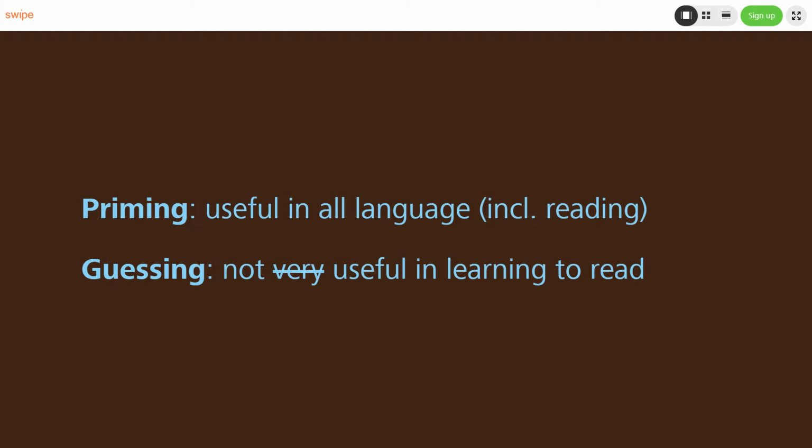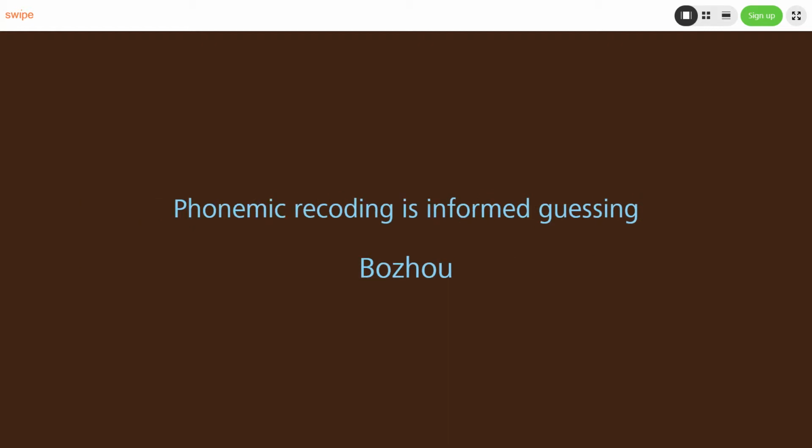And when he said a psycholinguistic guessing game, he was trying to get at priming, which is well researched today. I think it's an unfortunate choice of words to use guessing, because guessing is not very useful in learning to read. But I wrote that and then had to go back and put very in there. I'm kind of torn about it. It is kind of useful in this sense, that phonemic recoding is informed guessing.